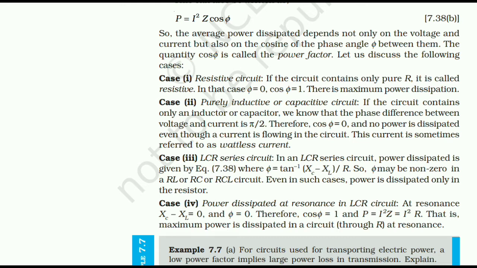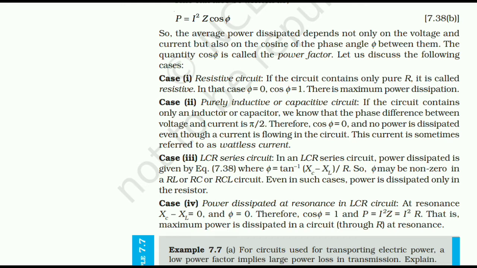Case 3. LCR circuit. In an LCR circuit, power dissipated is given by the equation, where φ equals tan⁻¹((Xc − XL)/R). So, φ may be non-zero in an RL or RC or RCL circuit. Even in such cases, power is dissipated only in the resistor.